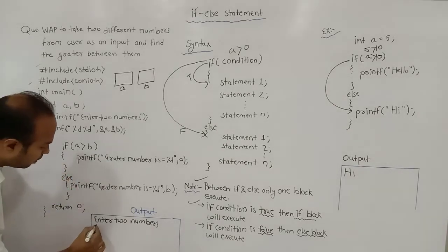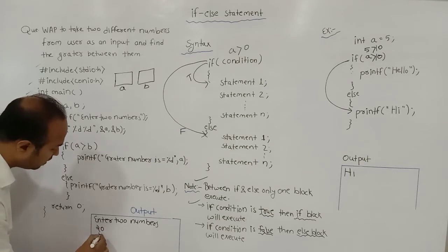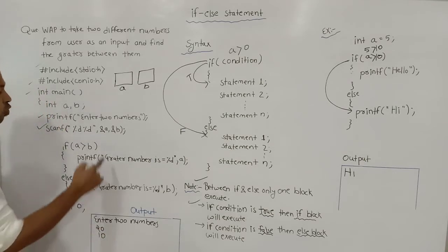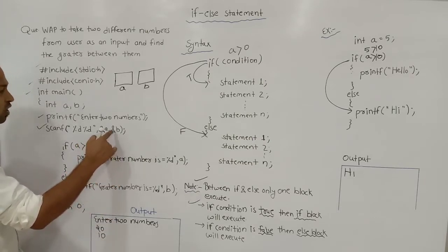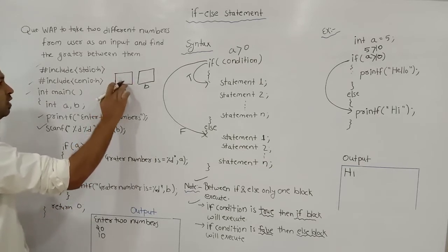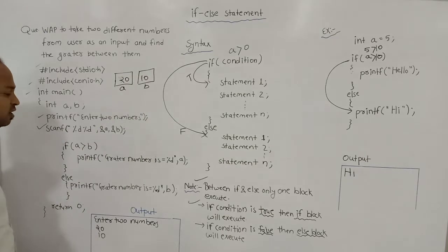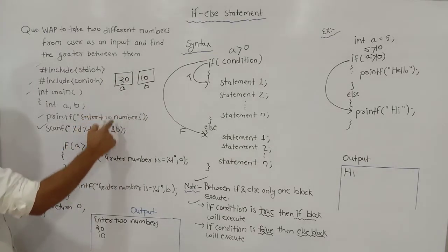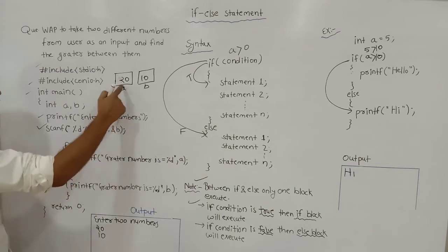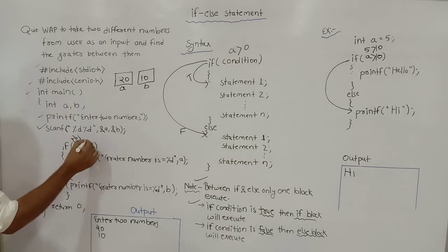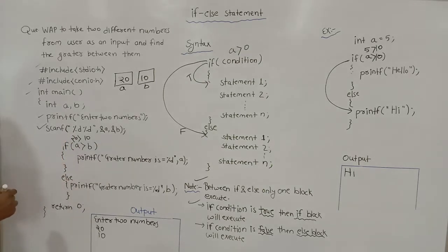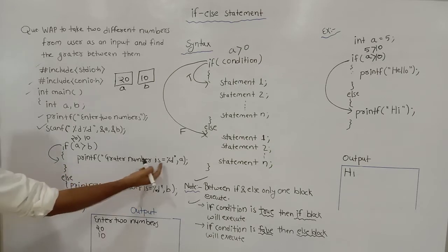Suppose the user enters 20 and 10. The first number will be stored in A and the second number in B, at the address of A and the address of B. So the value of A is 20 and the value of B is 10. Here we have written if-else. This condition is true. It means we move inside the if block and we will print greater number is A.